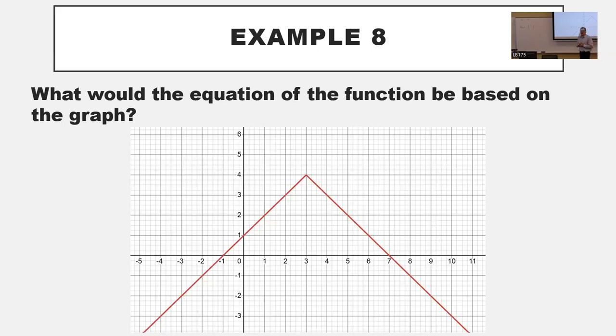So it looks like, obviously it's pointing down, so there's going to be some sort of flip across the x-axis. So a flip across the x-axis, and then we have a right shift of 3, and then a vertical shift up by 4. And so it's going to be negative absolute value of the quantity x minus 3, and then after that, plus 4.